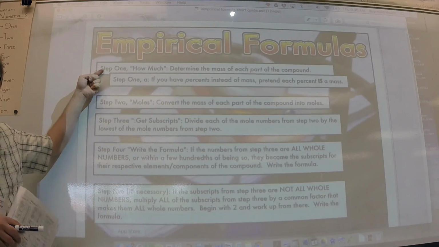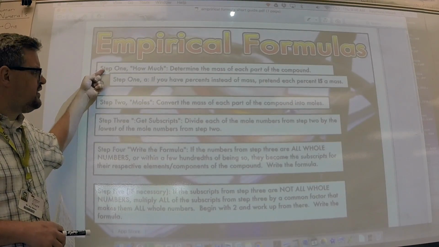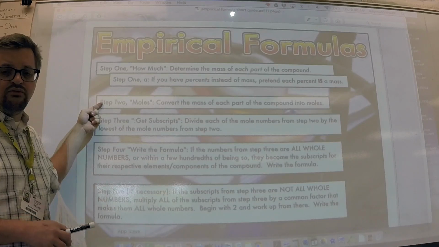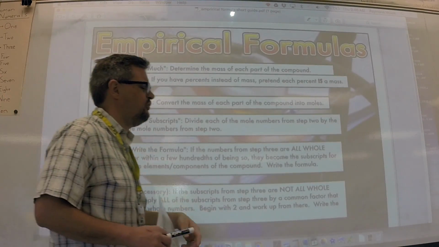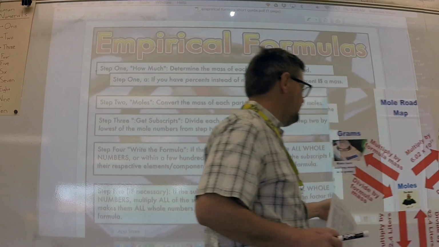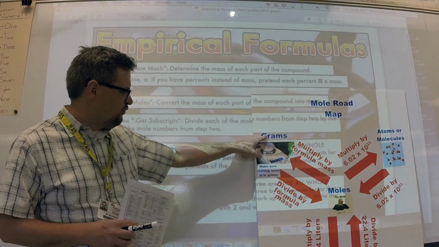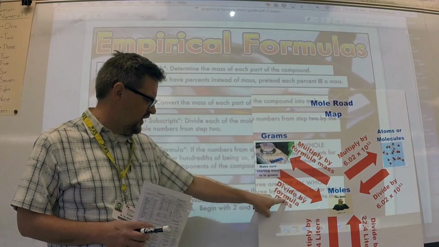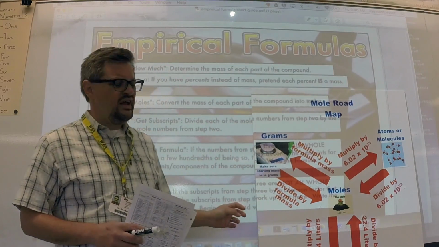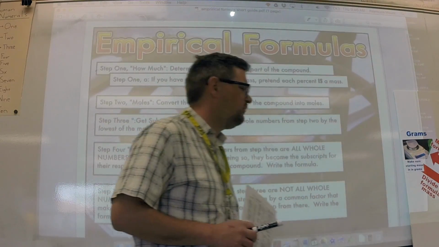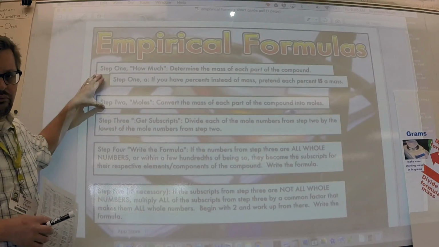Step 1, figure out how much of each element or component you have in the compound. Step 2, convert those masses to moles. So you want to go from mass to moles, and you would do that by doing mole conversions. To go from grams to moles, you divide by formula mass. For an element, its formula mass is its average atomic mass from the periodic table. So you convert your masses to moles.